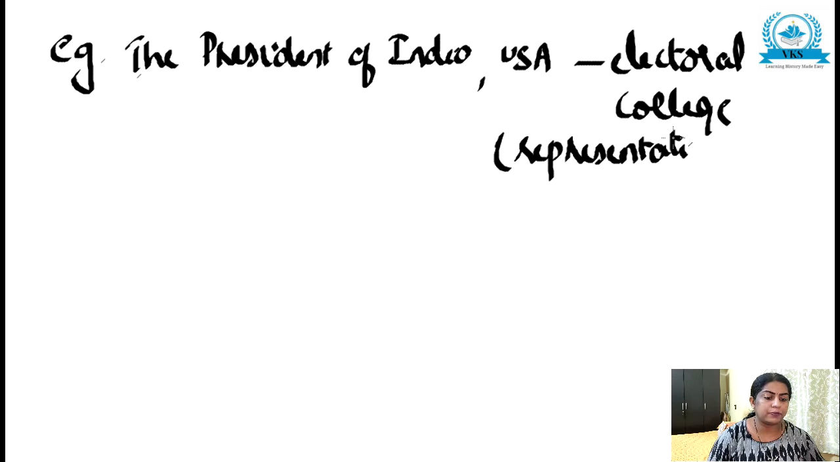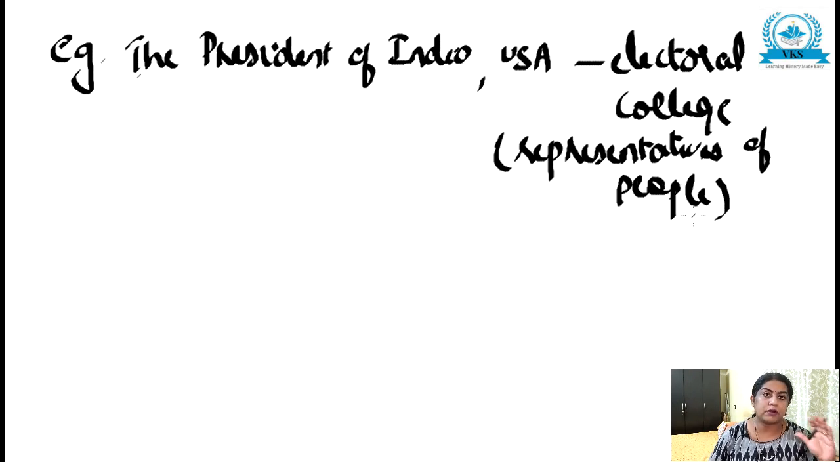Representatives of people. Okay, so these representatives of people together, that group forms an electoral college, and this electoral college later selects, or elects, the President of India and USA.